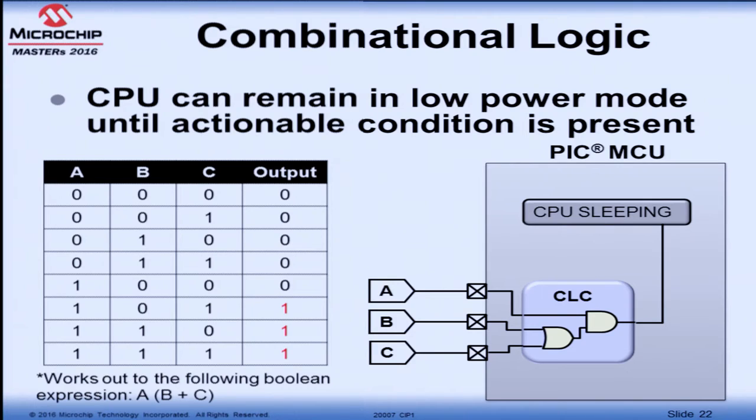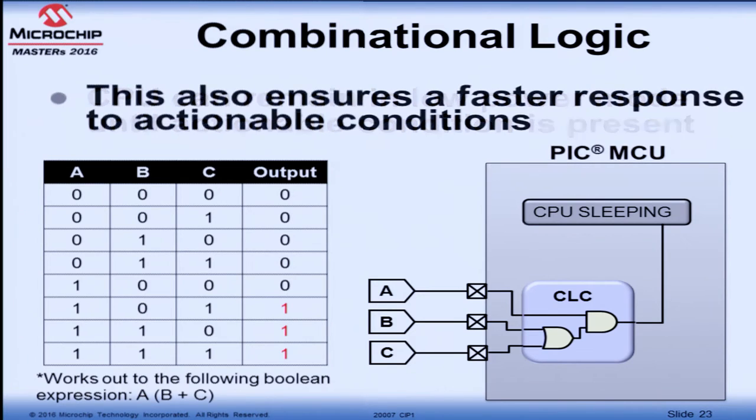So I want you to note that by ABC, I not only mean the input of the I/O pin, it can also mean the input from other peripherals. And that's the point we're making the whole time in this class, to interconnect with other peripherals. So it also has a faster response, since it's all hardware.